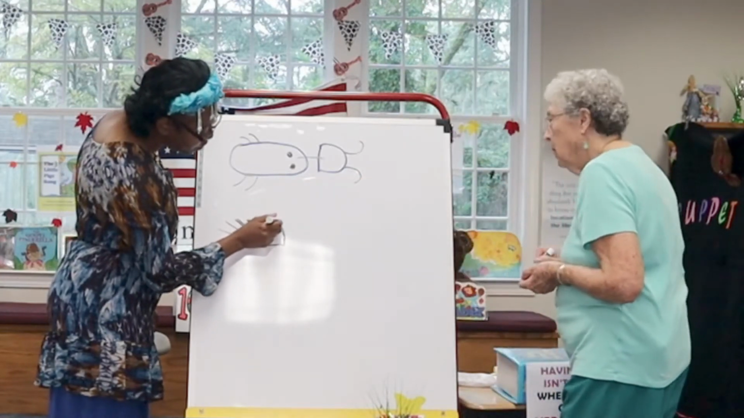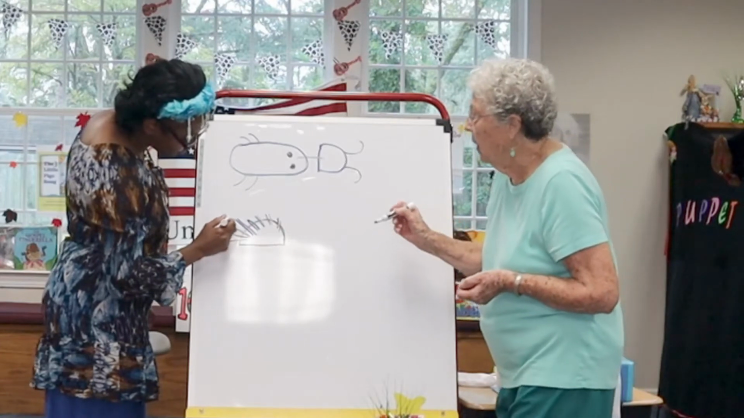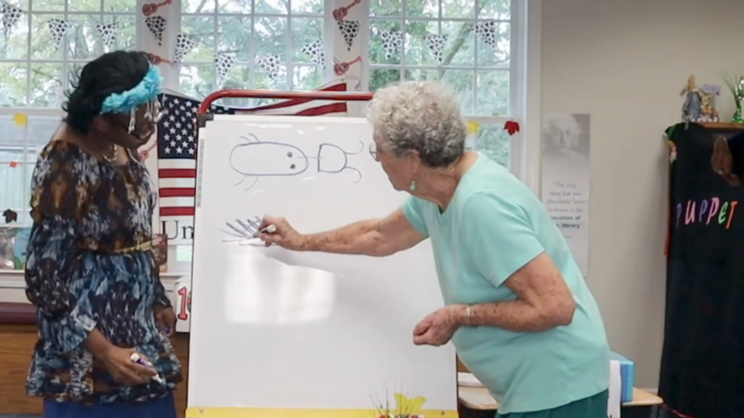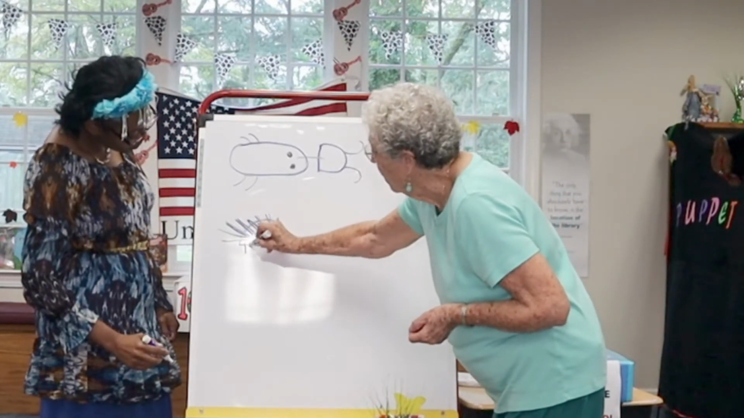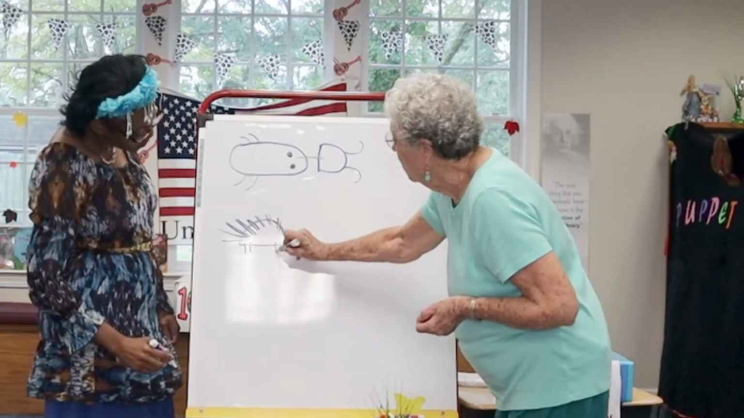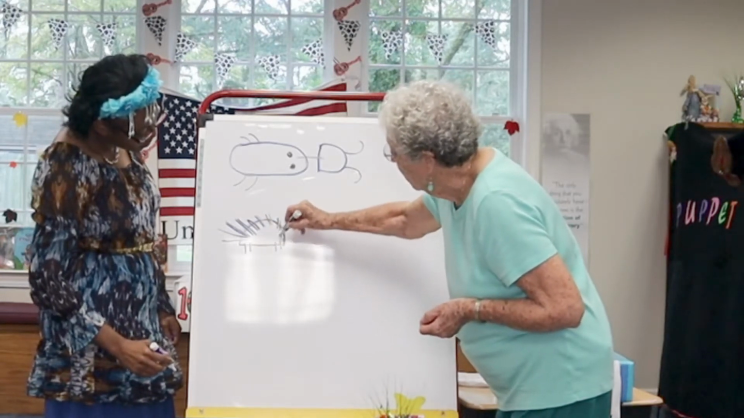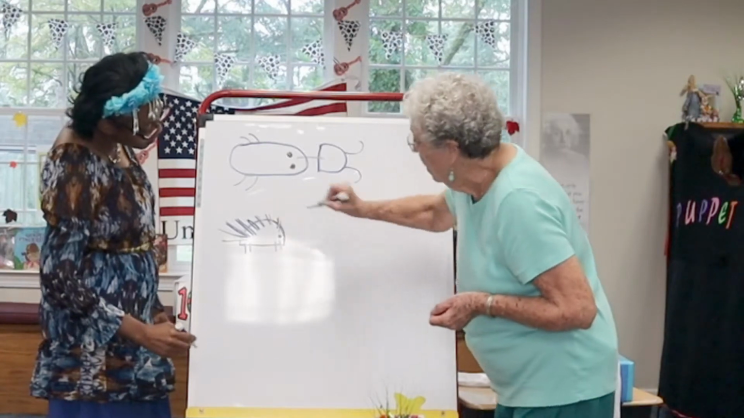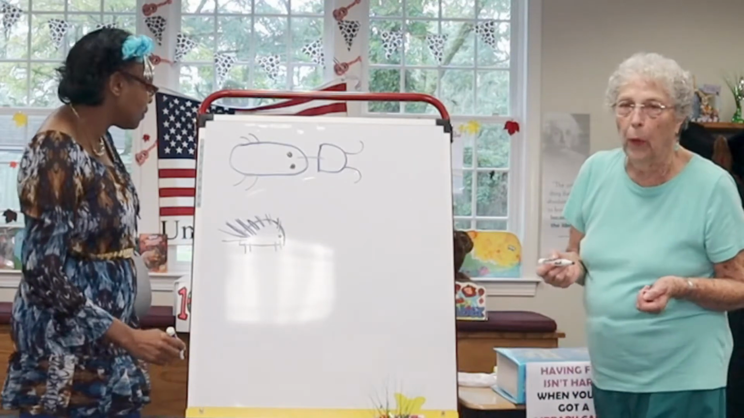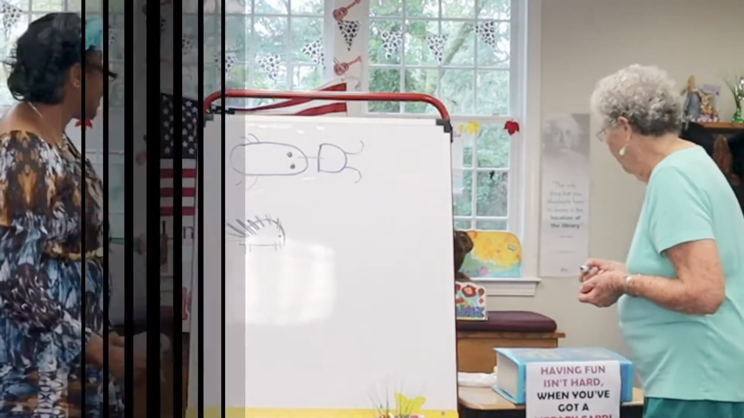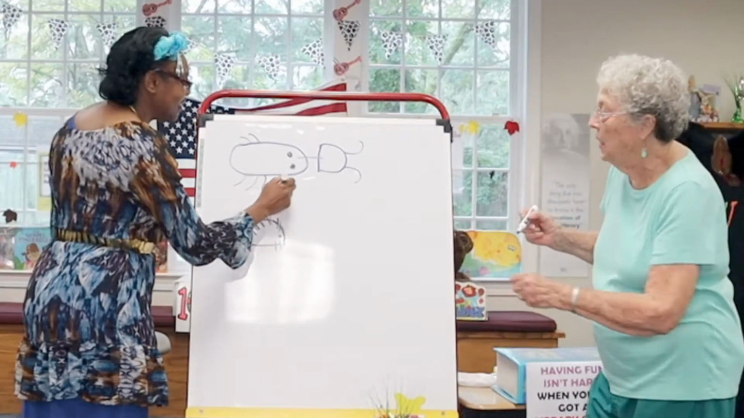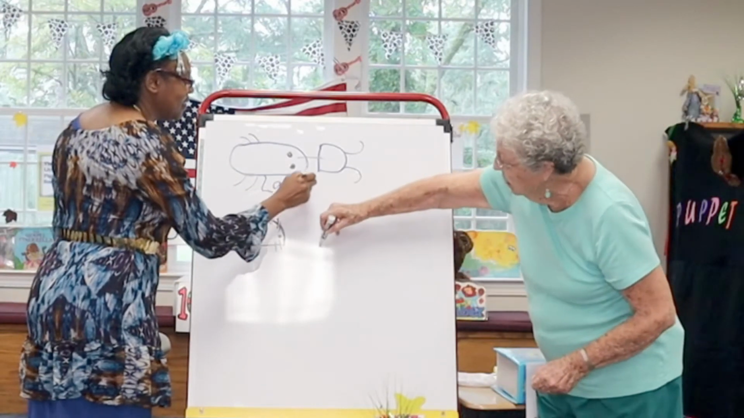Very good. Now we're going to take some vertical lines, and we're going to put two here for legs, two here for legs, and we're going to put a circle right there for an eye. And there's our porcupine. We're going to do another D just like that.